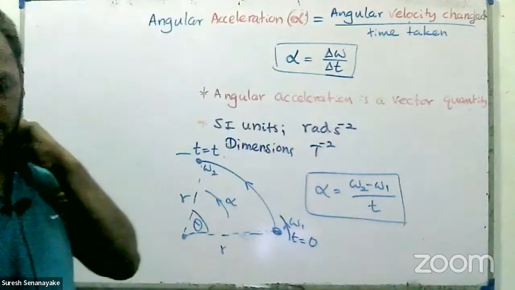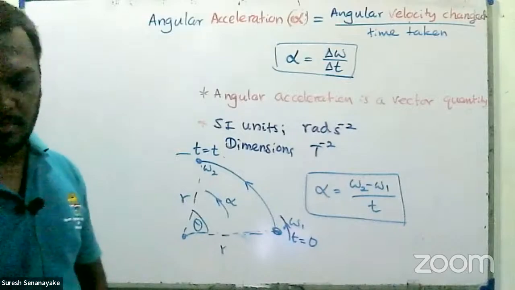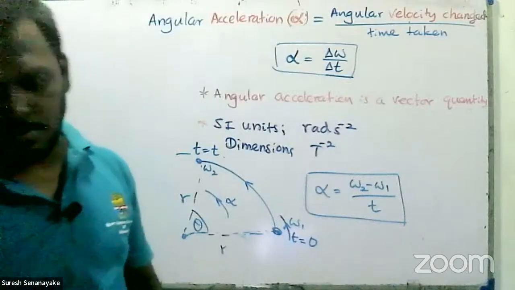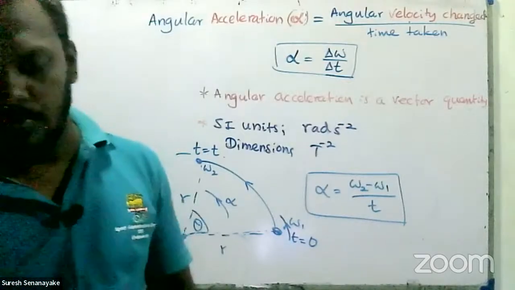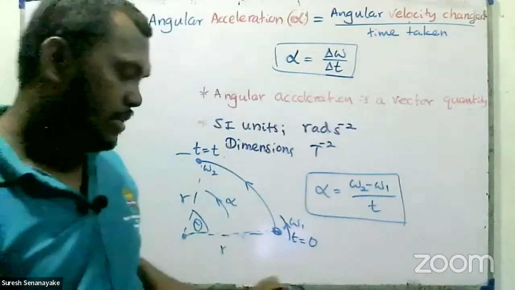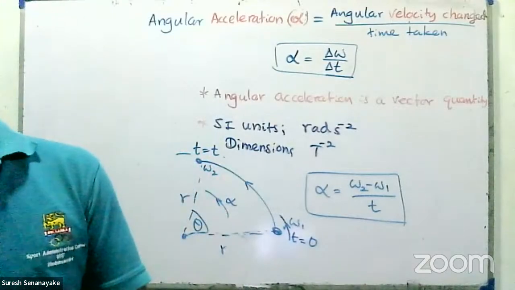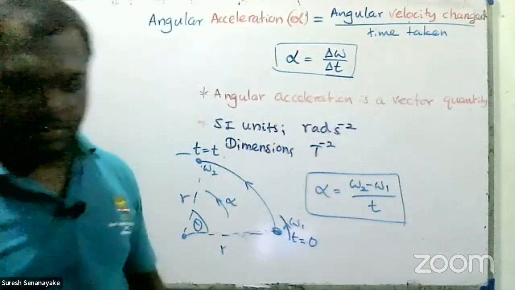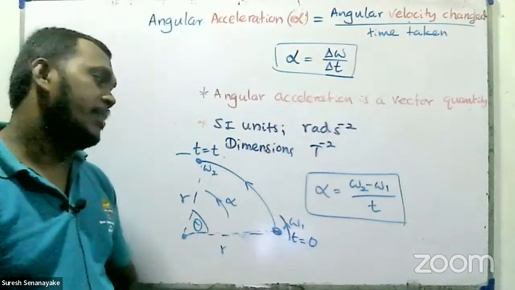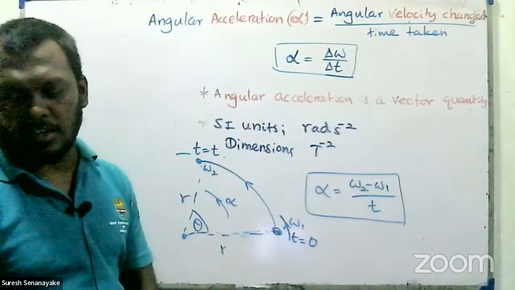Because it is the change in angular velocity divided by its time, we have to use this for the calculations. So I'll give an example for that.